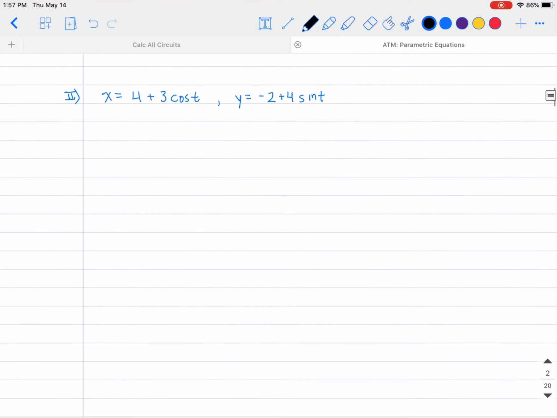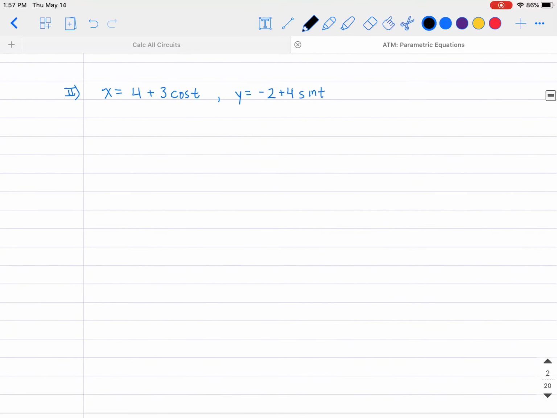Okay, so now let's look at the second example. Same idea, but this time the algebra is a little bit different. We have now x is equal to 4 plus 3 cosine t, y is equal to negative 2 plus 4 sine t. And again, I would like to convert this into Cartesian and then sketch out what the graph looks like. So this one, unfortunately, we cannot just isolate t and then plug it into the other one, but instead we have to use a trig identity.